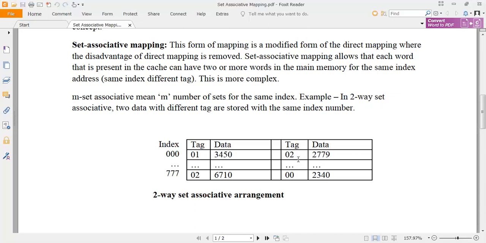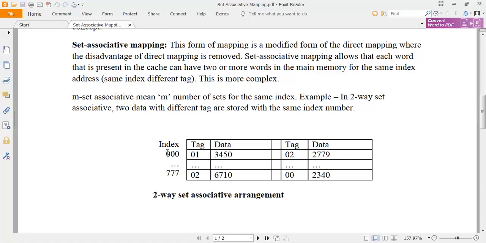In the case of two-way set associative, I am storing two data items with different tags but the same index. Why the same index? Because this is the disadvantage of direct mapping. To overcome it, I can store more data with the same index, so that misses can be somewhat reduced. This is an example of a two-way set associative arrangement.